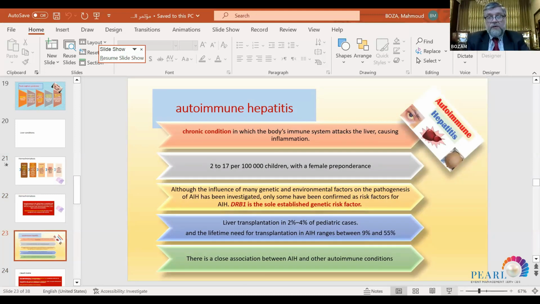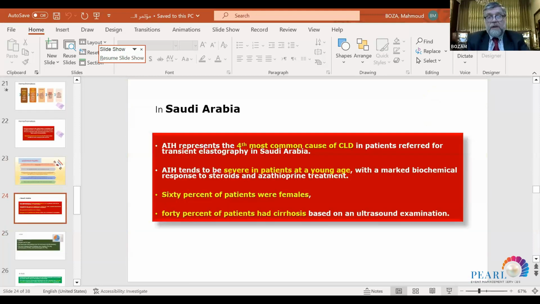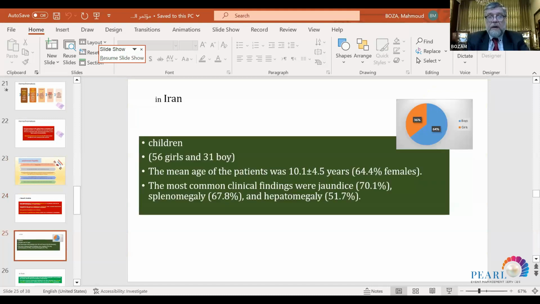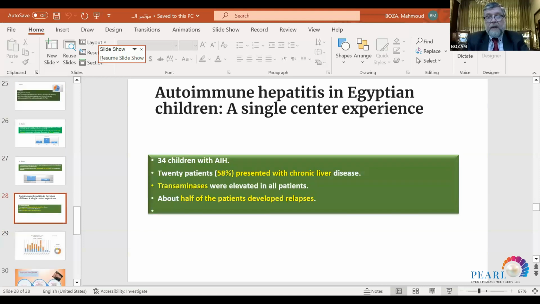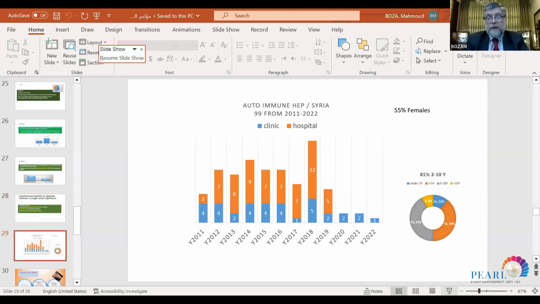What about autoimmune hepatitis? We know that the prevalence in Arab countries is from 2 to 17 per 100,000 children. Some studies explained that there is a relationship between genetics and this type of disease. For example, in Saudi Arabia, in a publication, autoimmune hepatitis was considered the fourth most common cause of chronic liver disease. It is the same situation in Iran, for example, and more than 27% of all cases are accompanied by liver transplant, as well as in Egypt, where, as we see in this study, half of the patients developed relapses. In our country, Syria, for example, we discovered more than 100 cases in the last 10 years in our clinic and the hospital.